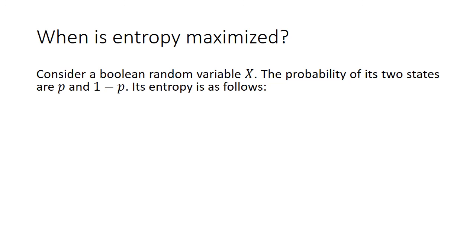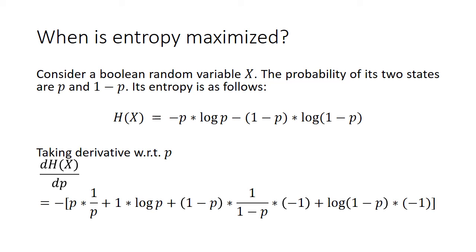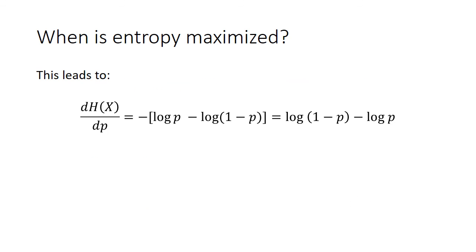Consider a Boolean random variable x, and the probabilities of its two states are p and 1 minus p. So what is its entropy equal to? We just substitute the values p and 1 minus p into the expression for entropy, and this is what it is. As simple as that. Now the goal is to maximize this entropy function, and to do that, we are going to take a derivative of this expression with respect to p, and this is what we get. Don't worry, you can figure out the derivative. It's very simple. It comes out to be log of 1 minus p minus log of p.